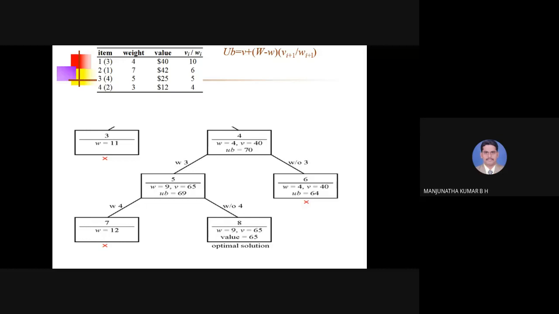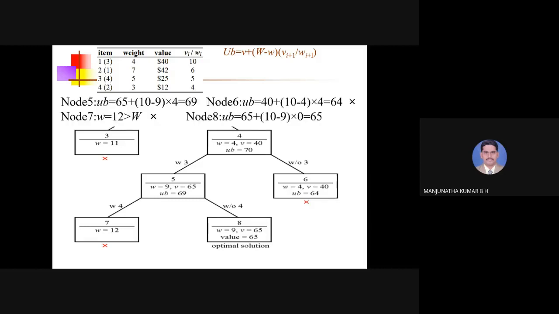Calculate the upper bound using the same formula again. The upper bound is calculated as shown here. You can observe node 5. The upper bound of node 5 is 65 plus 10, the maximum capacity, minus how much weight is placed till now? 9. 10 minus 9 is the remaining capacity, into the profit ratio of the next item, which is 4. That is the fourth item.